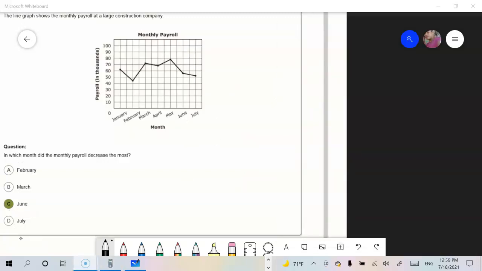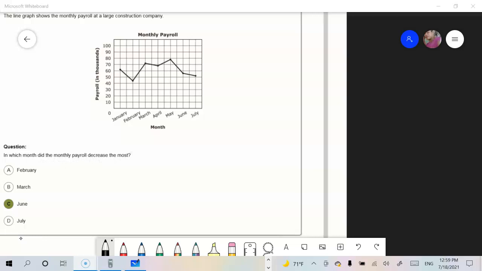Okay, so let's solve the next problem. It says the line graph shows the monthly payroll at a large construction company, and then you have a graph here in which on the horizontal axis you have the months, and on the vertical axis you have the payroll in thousands. So this number is not 10, it's 10,000, this is 20,000, and so on until you get to 100,000. The question is, in which month did the monthly payroll decrease the most?